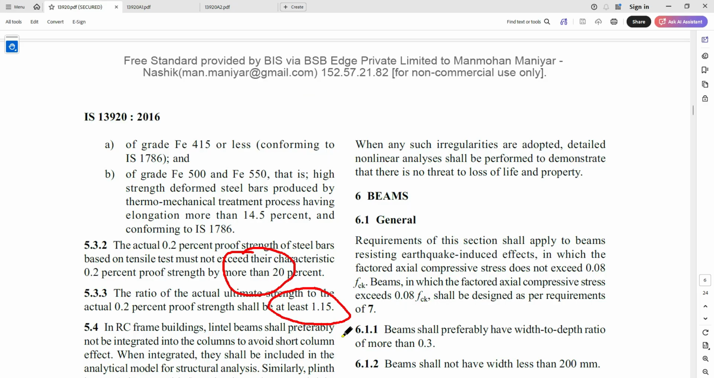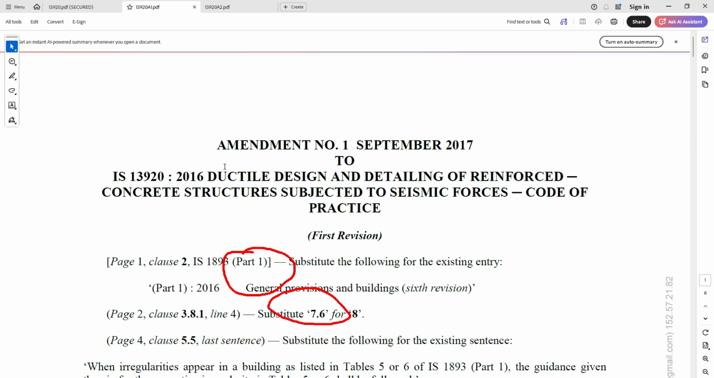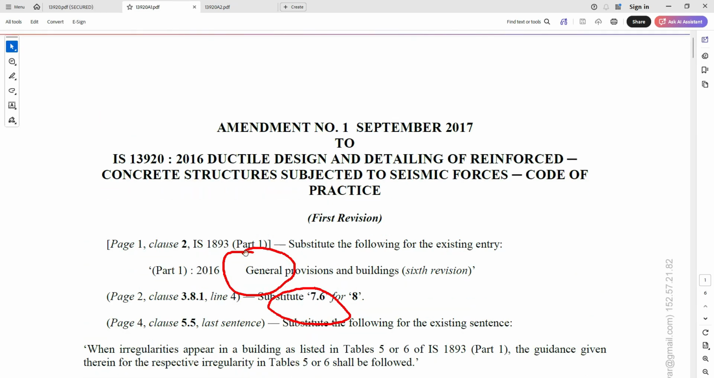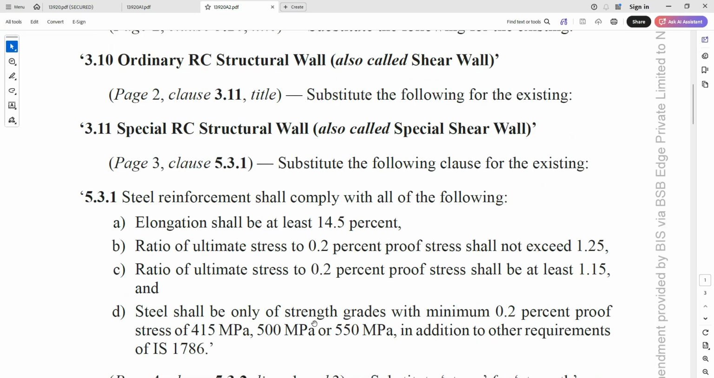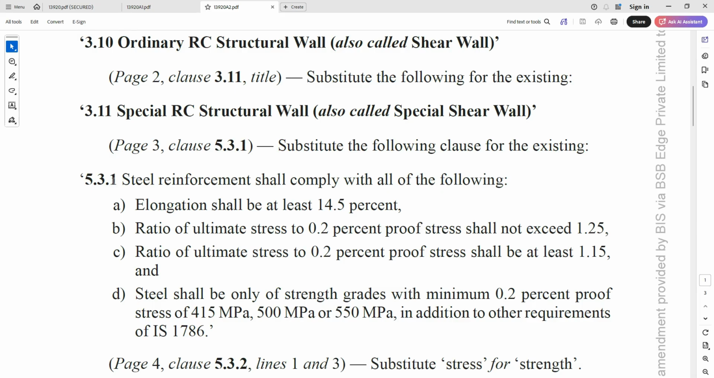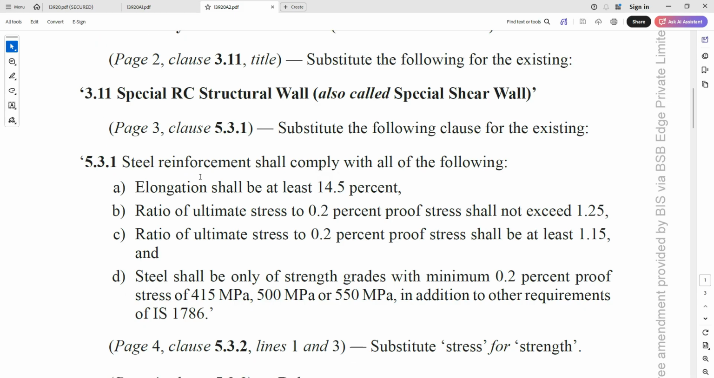Now let us see what has come up in Amendment 1. So let us go to the Amendment 2. Page 3, clause 5.3.1. Substitute the following clauses for the existing. What is mentioned now? 5.3.1. Steel reinforcement shall comply with all of the following. Elongation 14.5%. Maintained. Ratio of ultimate stress to 0.2% proof stress shall not exceed 1.25. So earlier it was 1.2. Now the upper bound is further relaxed.